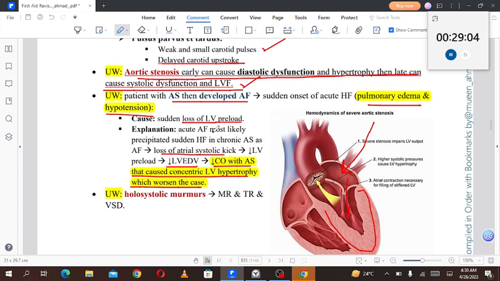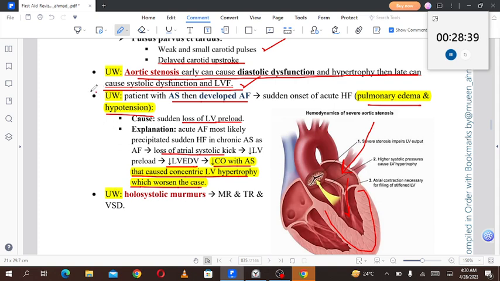Explanation: acute atrial fibrillation most likely precipitates a sudden heart failure in chronic aortic stenosis, as atrial fibrillation will lead to the loss of atrial systolic click that decreases the left ventricular preload. That decreases the left ventricular end-diastolic volume and ultimately decreases cardiac output, as the aortic stenosis caused the concentric left ventricular hypertrophy, which worsens the case. UWorld point: holosystolic murmur.